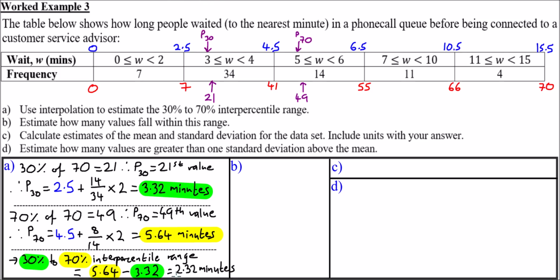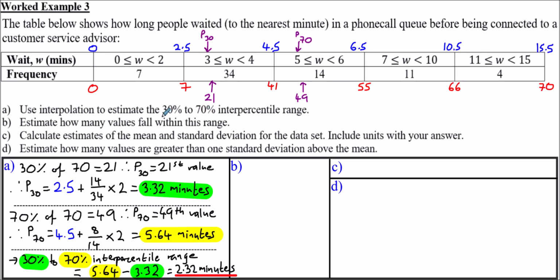So after quite a bit of work, that's part A done. Part B, we're asked to estimate how many values fall within this range. So how many values fall within the 30th percent to 70th percent range. What we need to do now is just think about this in terms of common sense. The 30th interpercentile point starts 30% into the data, and 70% stops 70% of the way into the data.